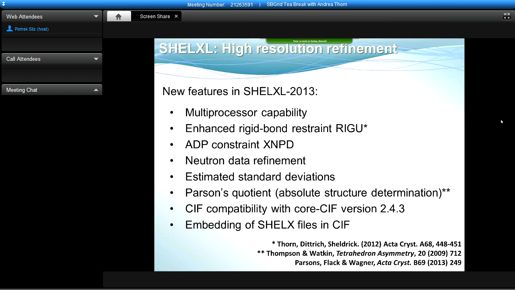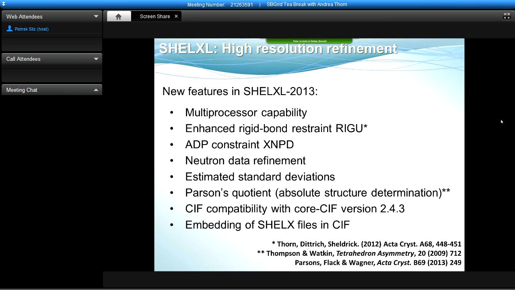So I'll have one slide about SHELX because most people use other programs to refine their macromolecular structures. And SHELX is really very apt to do it only at high resolution. However, there are some new features in SHELX 2013 which might be interesting for macromolecular crystallographers as well, such as the multiprocessor capability, which has been there for a while on a beta test version basis. There's an enhanced rigid bond restraint named RIGU, which has been part of my work in particular, and which will possibly trickle down to other refinement programs as well.